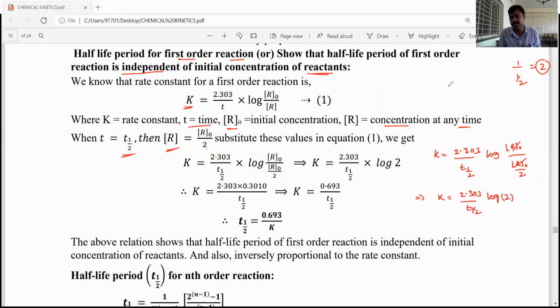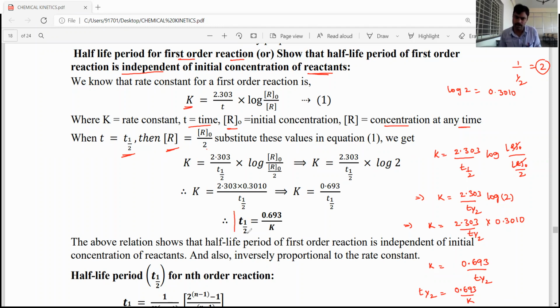Log 2 value we know very well, dear students. Log 2 is equal to 0.3010. So just consider that log 2 value. Then K is equal to 2.303 by t half into log 2 value, 0.3010. On simplification, K is equal to 0.693 by t half. Then the half-life period t half is equal to 0.693 by K. Okay, dear students.